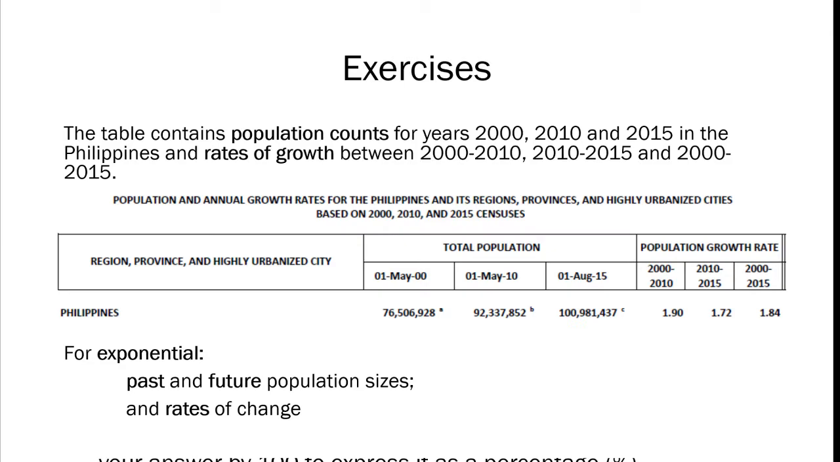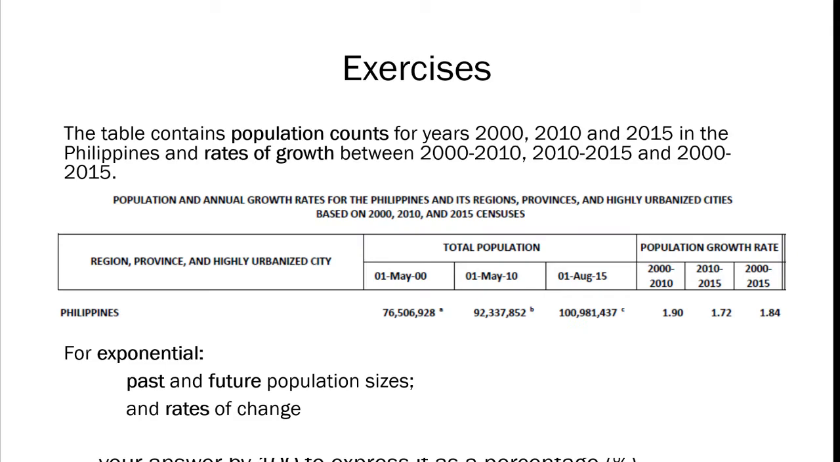I gave you. So just to recap, we have a table that contains population counts. These are just population sizes for years 2000, 2010, and 2015 in the Philippines. And we also have rates of growth between 2000 to 2010, 2010 to 2015, and 2000 to 2015. If you would think about it, having all this given, we would have data for almost all of the factors that we're going to look for. Anyway, the reason why I wanted to give this exercise is to show you how different or how close the answers would be if you would be using the same set of information.